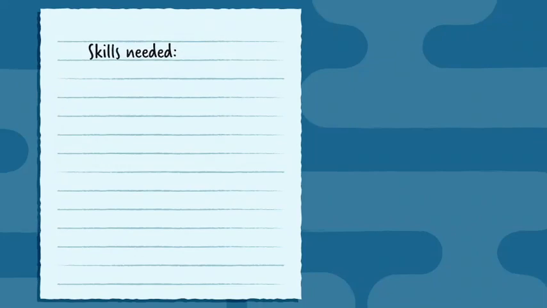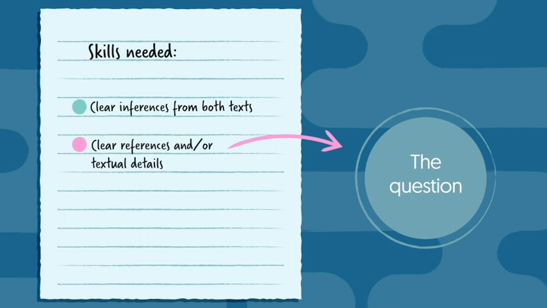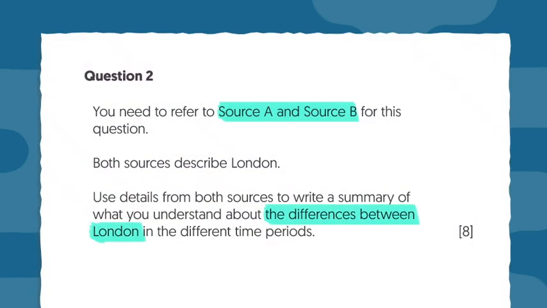Let's have a quick reminder of the three main skills for this question. Firstly, you need to make sure you make clear inferences from both of the texts. Secondly, use clear references and/or textual details that directly answer the question. And lastly, you'll need to provide a statement summarizing what links the two texts in relation to the focus of the question. The question we'll be focusing on here asks about the differences in the way London is presented across two texts.